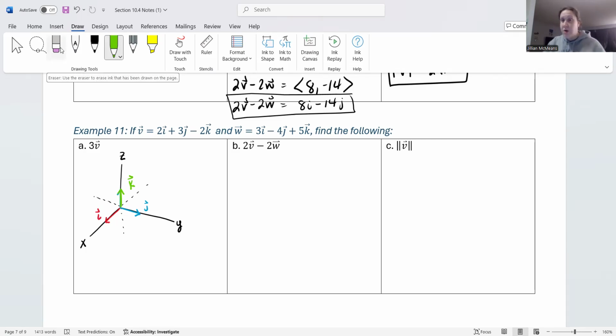So the good news is when you're adding or subtracting vectors in three components, it's the same thing. You're going to add all of the a's, all of the b's, and then all of the, we'll call them c's or whatever.